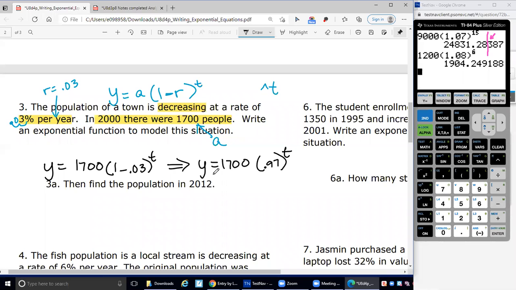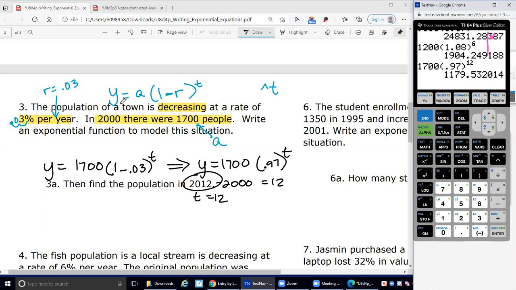And then I got a couple people who asked me, what is my value for t going to be in 2012? It's going to be 12. We subtract 2,000 and we get 12. So I'm just going to go ahead and put that in. 1,700 times 0.97 to the power of 12.